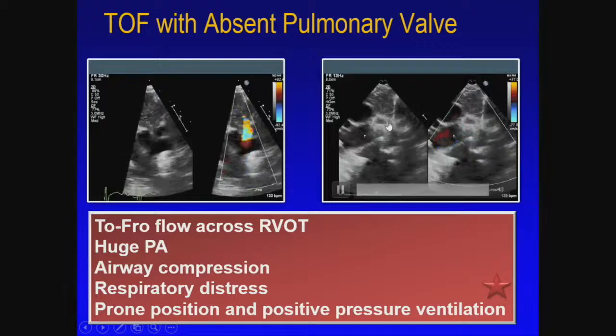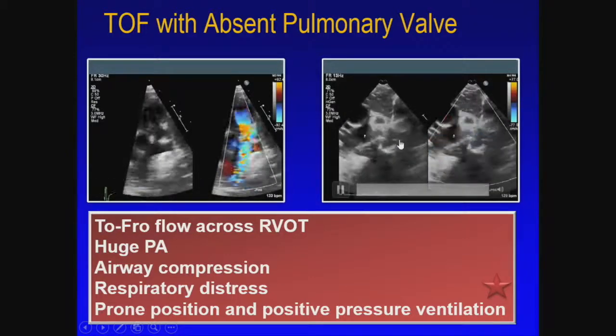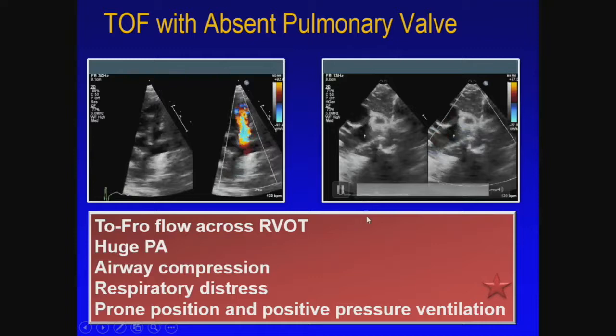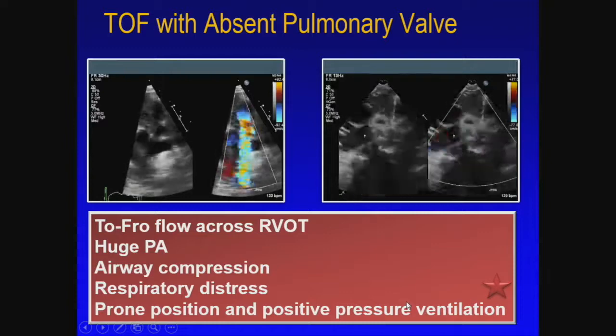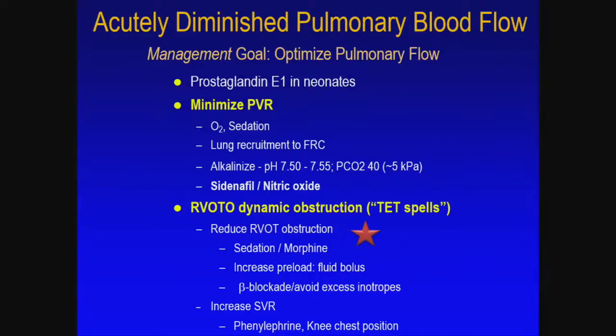They have huge PAs. The airway compression secondary to huge PAs is one of the common reasons why these patients present. One of the things the board likes to ask is how do you manage them? Prone position and positive pressure ventilation. Why does it work? When you put these babies prone, it takes the pressure of the pulmonary arteries away from the airway. So it helps with ventilation, okay? So remember that, again, the red star comes back. How do you manage acute decrease in pulmonary blood flow?